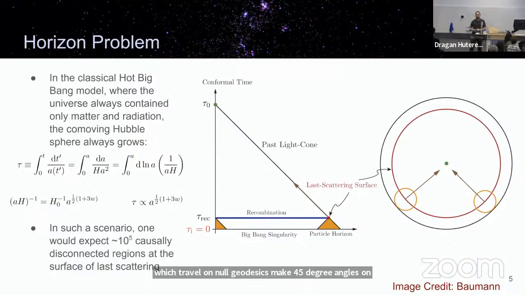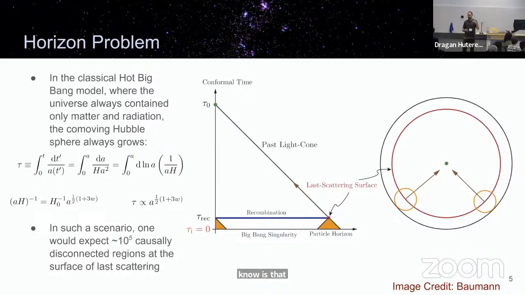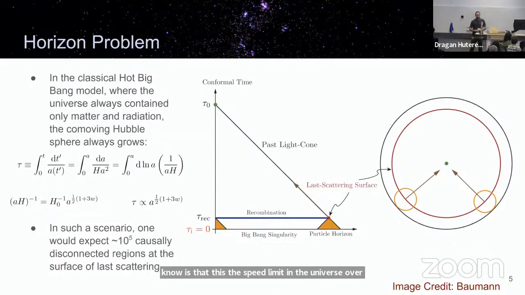And so it's very easy to express the causal structure of some particular cosmological history using this conformal diagram, because all you need to know is that the speed limit in the universe over which signals can travel, any influence transmitted through space, is a maximum of the speed of light, which just corresponds to a 45-degree angle on these conformal diagrams. So this 45-degree line here, we call it the light cone, but it's the null geodesic that a photon would travel throughout the universe.